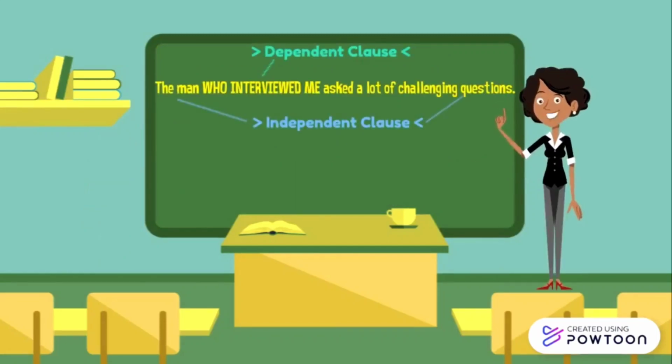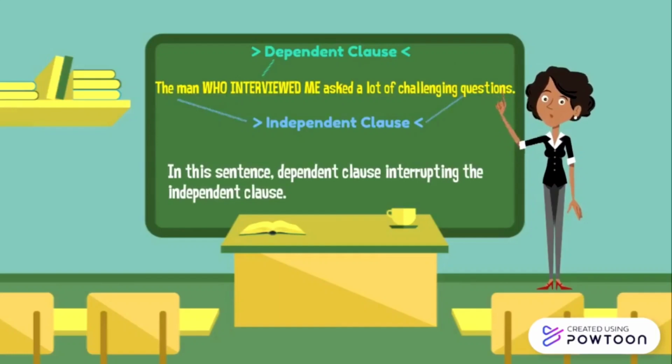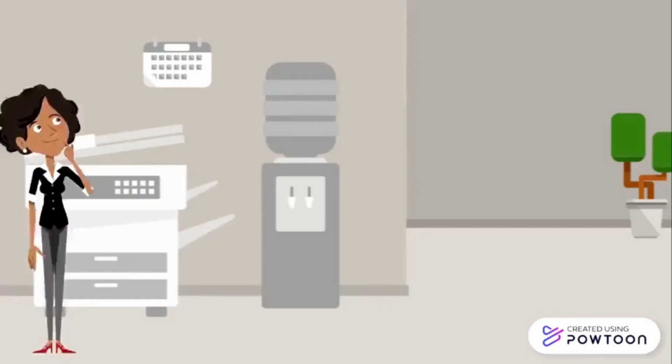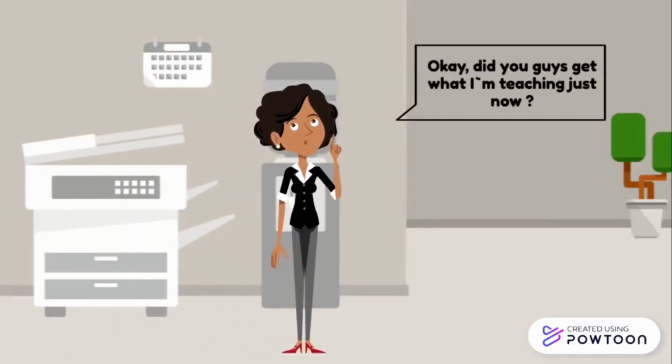The man who interviewed me asked a lot of challenging questions. The man is the independent clause. Who interviewed me is the dependent clause. Asked a lot of challenging questions is the independent clause. In this sentence, the dependent clause is interrupting the independent clause. Okay. Did you guys get what I'm teaching just now?